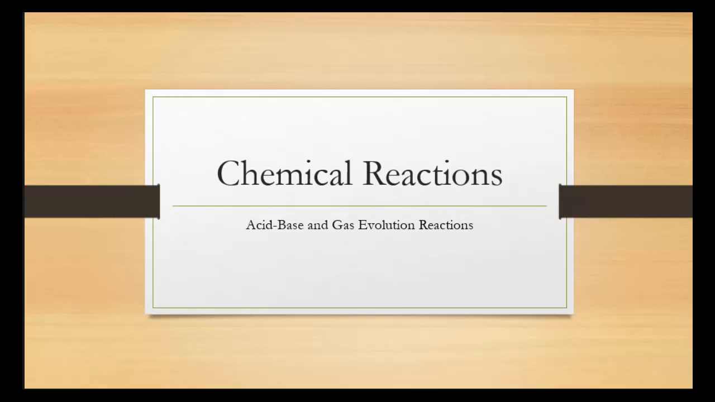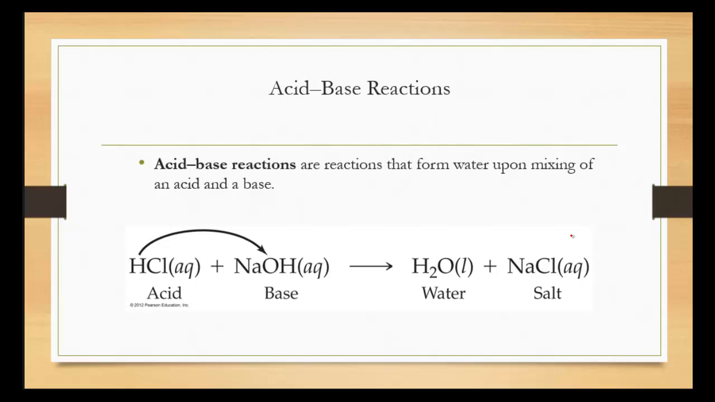In this tutorial, we will be discussing acid-base reactions and gas evolution reactions. Alright, so an acid-base reaction can be looked at similar to a double replacement reaction, where the inside ions come together and the outside ions come together. So the inside ions here are Na and Cl. The outside ions are H and OH to make water.